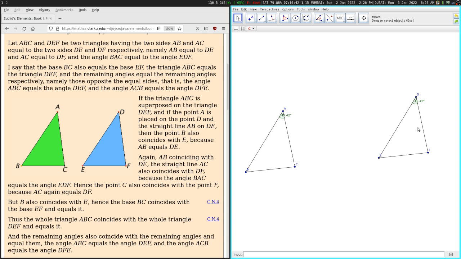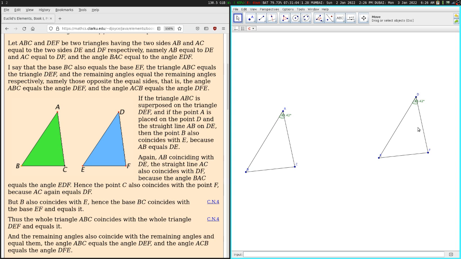Anyway, if the triangle ABC is superimposed on the triangle DEF, and if the point A is placed on the point D, and the straight line AB on DE, then the point B also coincides with E because AB equals DE. Again, AB coinciding with DE, the straight line AC also coincides with DF because the angle BAC equals the angle EDF. Hence, the point C also coincides with the point F. Okay, yes. Same logic. But B also coincides with E.